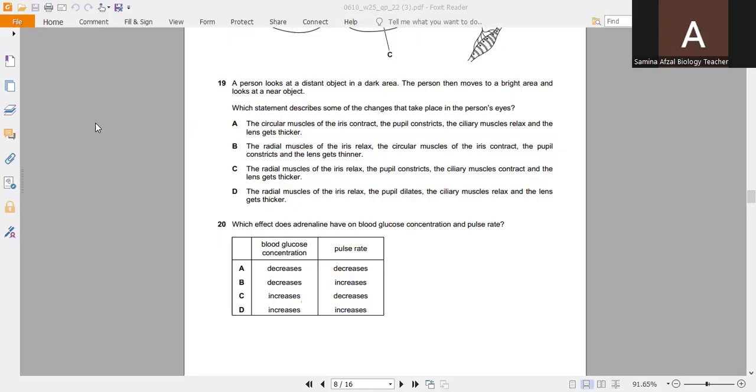This statement is not correct because it has to describe some of the changes that take place in the person's eye moving to a bright area and looking at a near object. So first of all, it is moving from a dark to a bright area, and secondly, switching from a distant object to a near object. So when moving from a dark to a bright area, to protect the retina from too much light, the pupil must constrict.